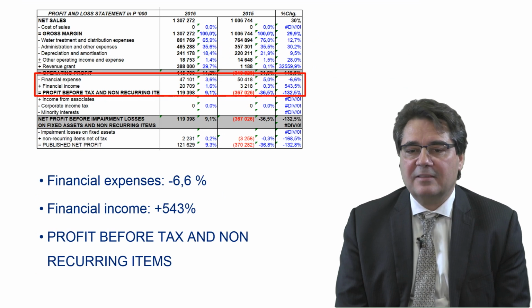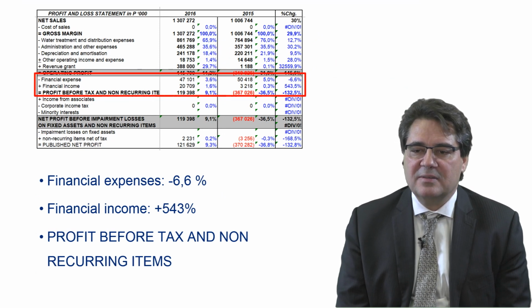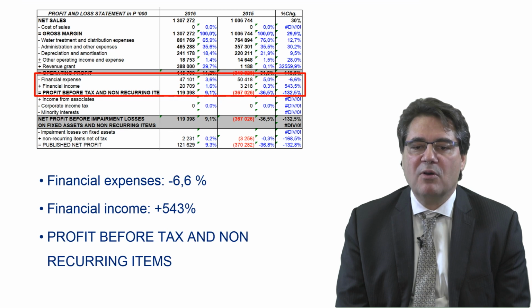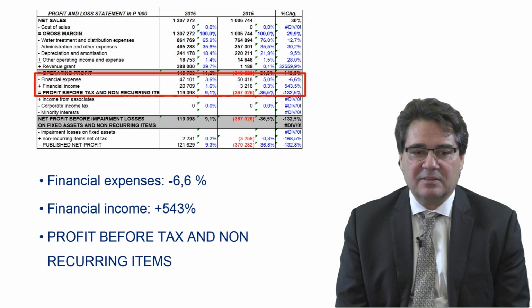Reduction in financial expenses is consistent with the decrease in borrowings, as we will observe in the balance sheet of the company in the next video. Increase in financial income is concerned with the interest on deposits and short-term investment. After deduction of net financial result, profit before tax and non-recurring items is still positive.